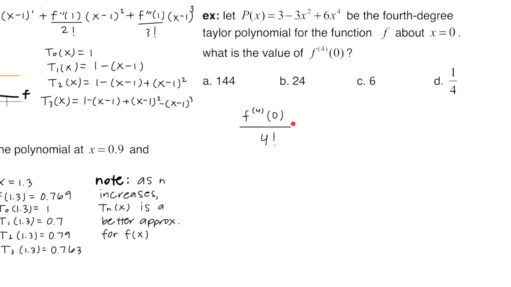So we can set the formula for the coefficient equal to positive 6. And since the problem is asking for just the value of the fourth derivative of f, you can see that's right here. So to isolate it, we're going to multiply both sides of this equation by 4 factorial. So we get that the fourth derivative of f of 0 is equal to 6 times 4 factorial. And remember, 4 factorial is 4 times 3 times 2 times 1. So when we multiply 6 by 4 factorial, it's 6 times 24, which is 144. So our answer is A.